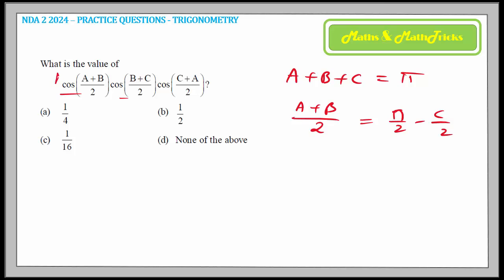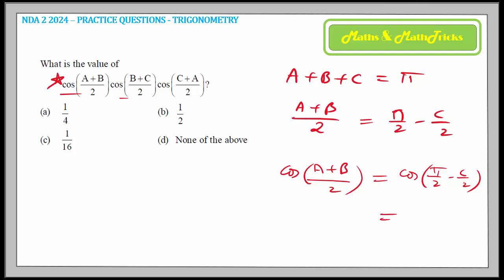Now what do you want? You want cos (A plus B)/2. So if I apply the cos ratio on both sides, you get cos of (A plus B)/2 equals cos of 90 minus C by 2, which by the complementary ratio, cos of 90 minus theta is sin theta. So this becomes sin C by 2. So when you want cos of (A plus B)/2, you have to express that as pi by 2 minus C by 2 and apply the cos ratio.